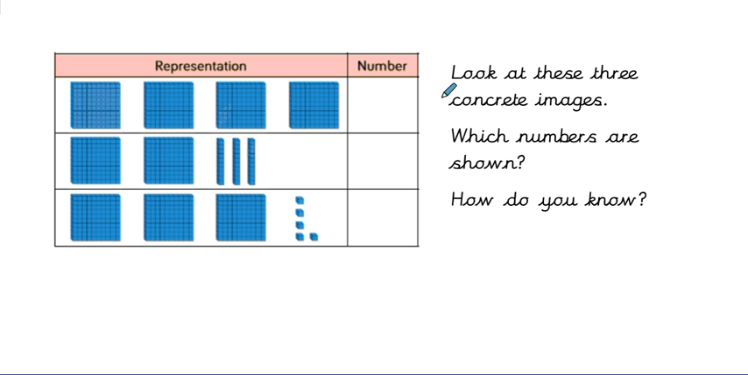Okay, so on the first one, I've got 4 hundred blocks. So that number is 400. For the second one, I've got 2 hundreds and 3 tens. So that number is 230. And for the final one, I've got 3 hundreds and 1, 2, 3, 4, 5 ones. So 3 hundreds, no tens this time, and 5 ones.